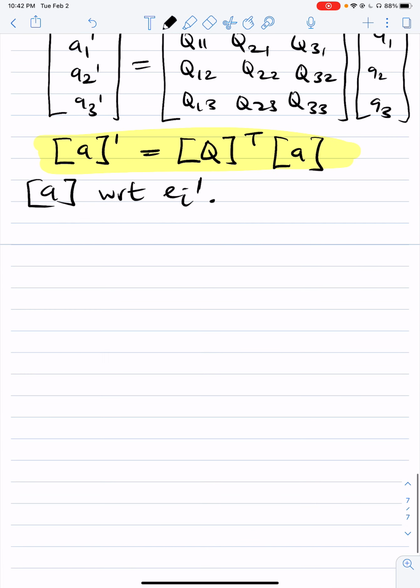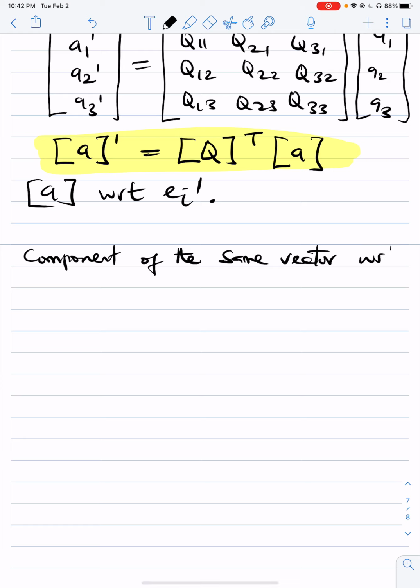Just a couple of notes. The components of the same vector: one vector can have different components as a result of the different Cartesian coordinate systems you use, right? The system we're using is the Cartesian coordinate system, the unit basis. So the components of the same vector with respect to different rectangular Cartesian unit bases.